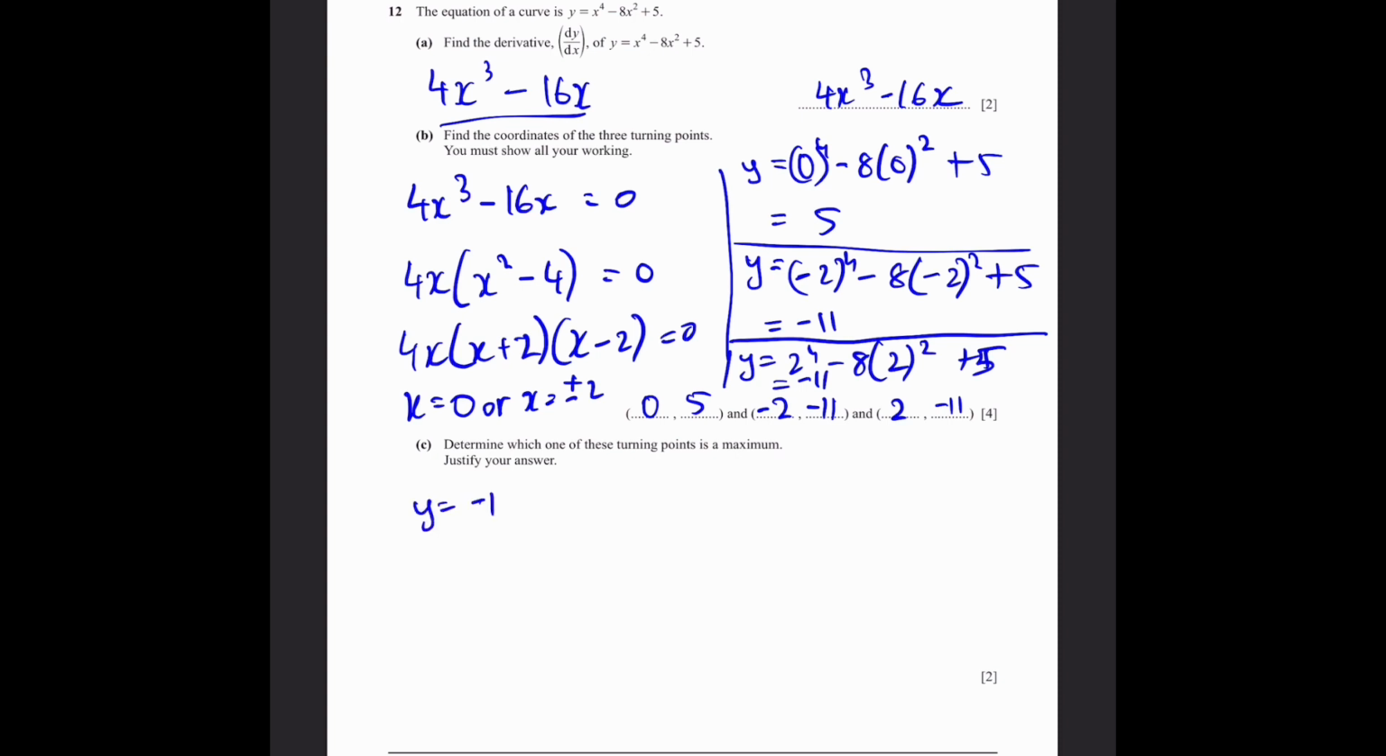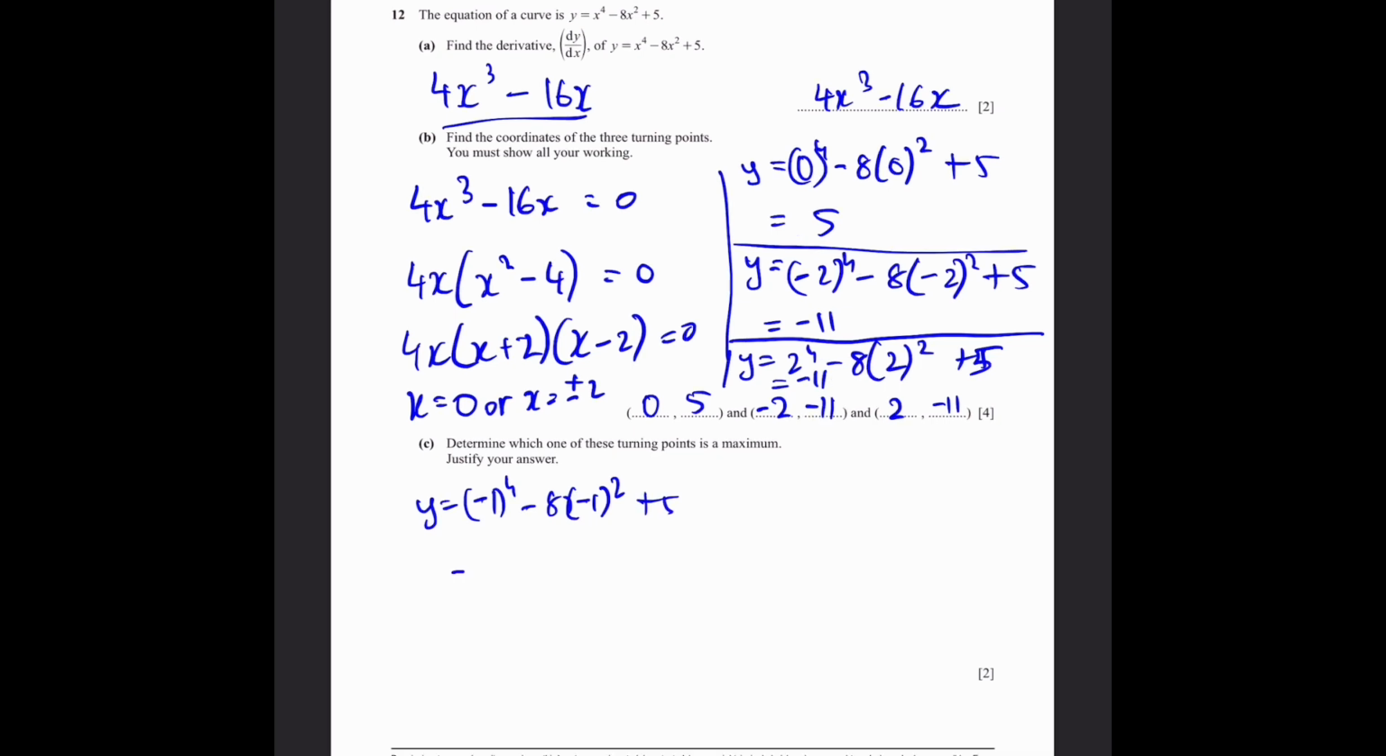So y equals minus 1 to the power 4 minus 8 times minus 1 squared, and then plus 5. That will be equal to 1 minus 8 plus 5, which is minus 2. And then y equals 1 to the power 4 minus 8 times 1 squared plus 5, which is equal to 1 minus 8 plus 5, minus 2 once again.